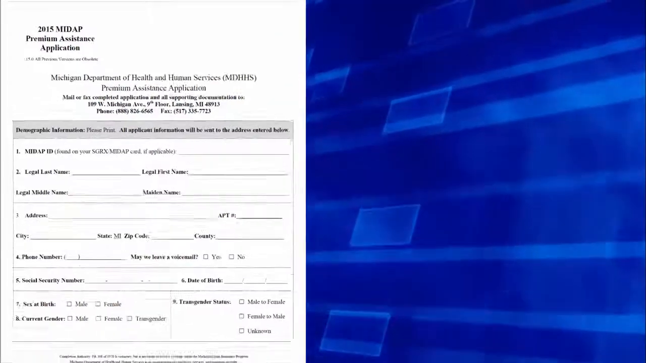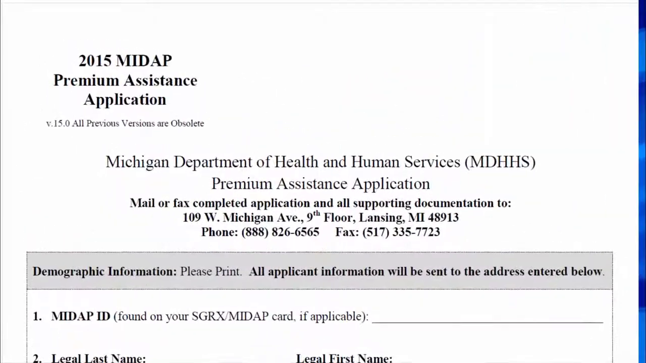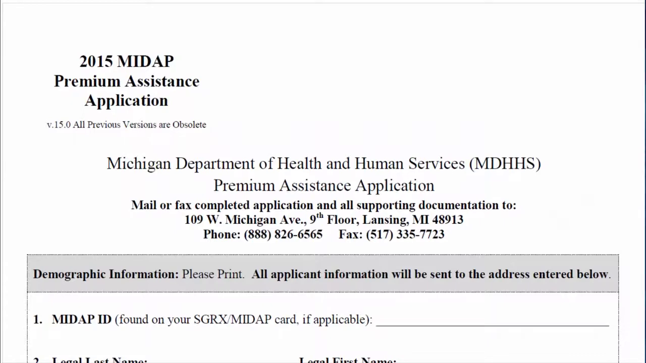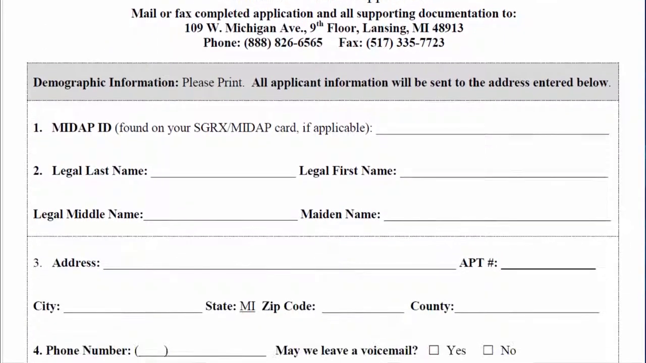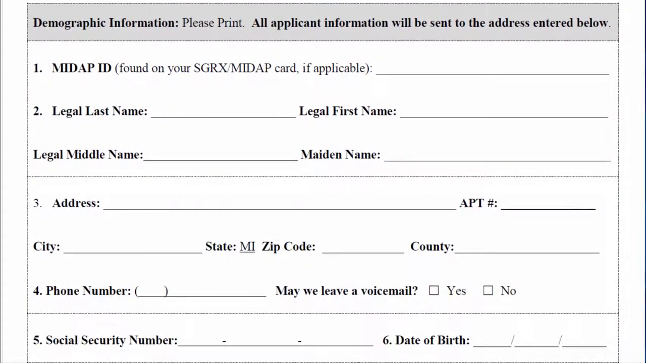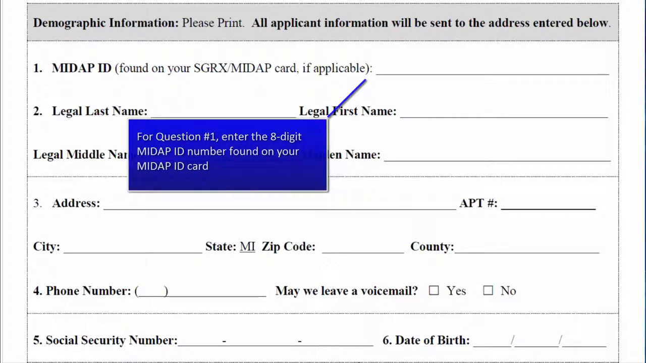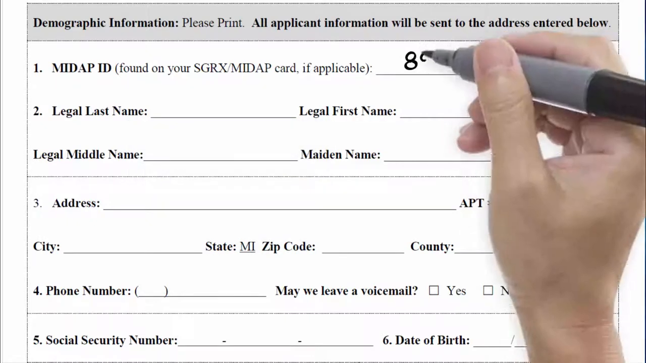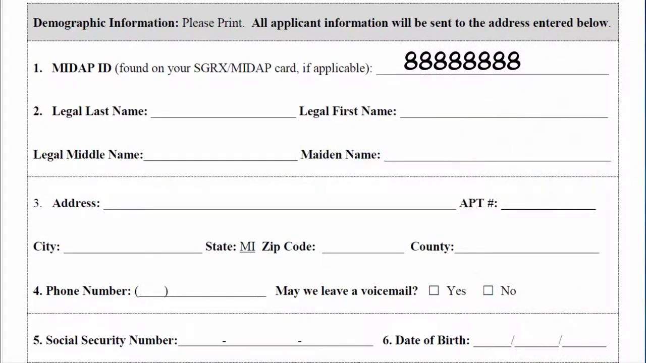Okay, let's get started with the Premium Assistance application. Please remember when you're filling out the application to print as clearly as you can. The first section covers demographic information, which is basic information about you. Question 1 asks for your MyDAP ID number, which you can find on your MyDAP ID card. Your ID number is the 8-digit number that is written in the white space above your name.